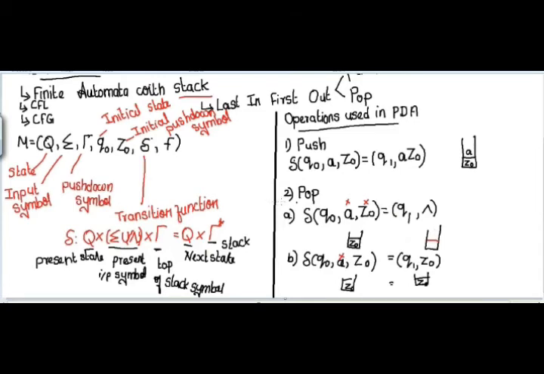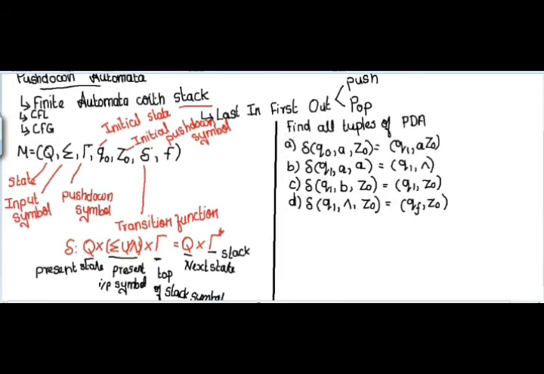Next I am going to explain all these tuples with one example. I have written the question over here, and the 4 transitions also I have written. Now I want to find the remaining tuples. The remaining tuples are 6 more tuples, because I already completed the transition in the question. So I want to find Q, sigma, pushdown symbol, initial state, initial pushdown symbol, and final state.